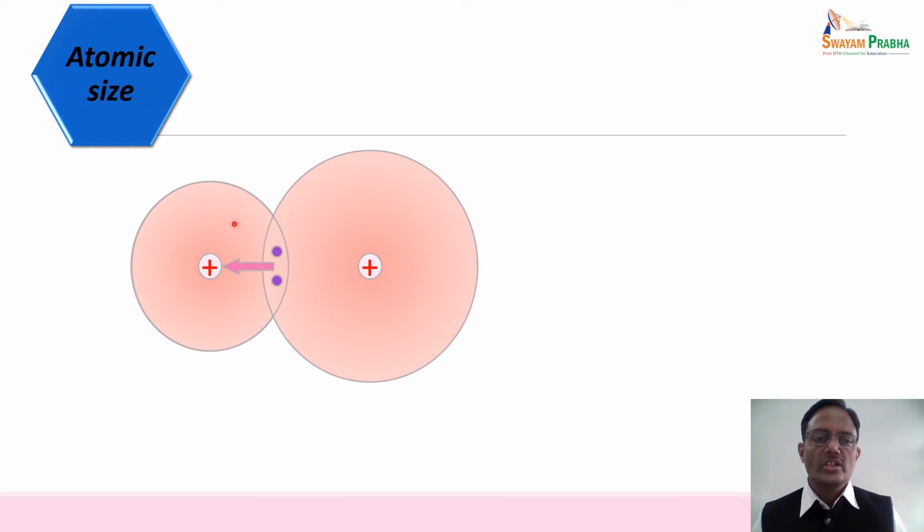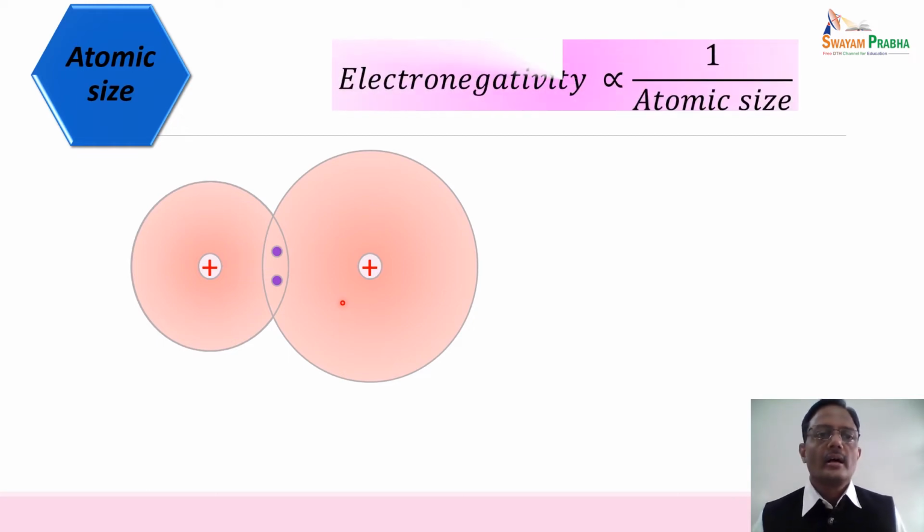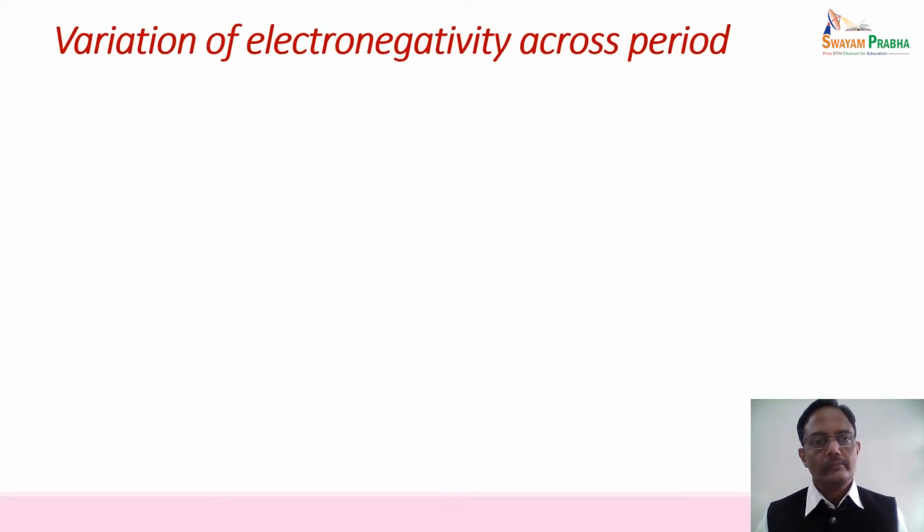As a result, this electron pair will be slightly shifted towards this nucleus. Hence, the electron charge density will be higher on this atom as compared to this atom. Hence, we can say in short that the atomic size has an inverse effect on the electronegativity, or the electronegativity is inversely proportional to atomic size. Smaller size will have higher electronegativity and larger atomic size will lead to lower electronegativity.